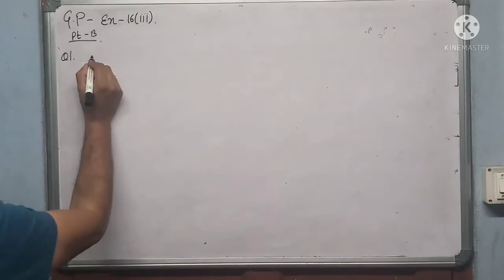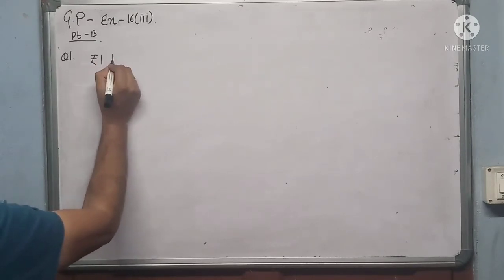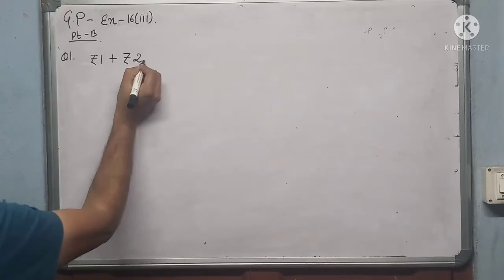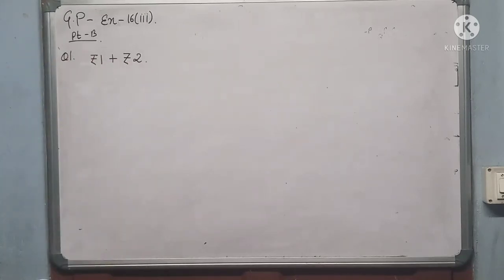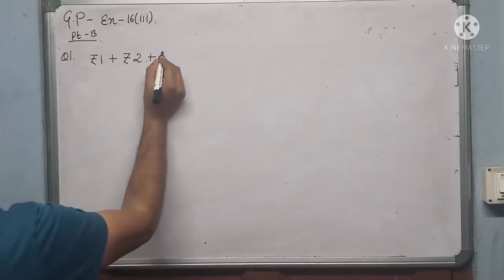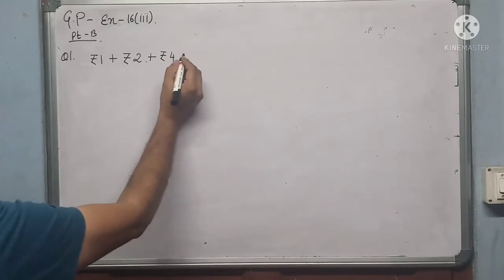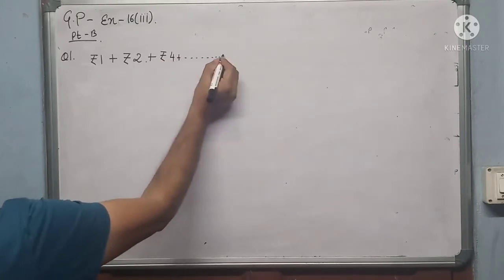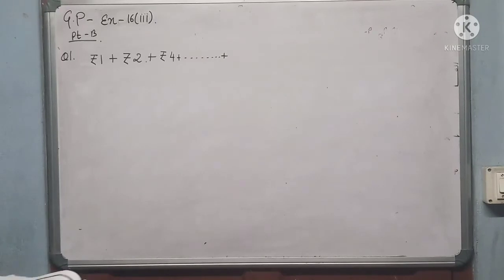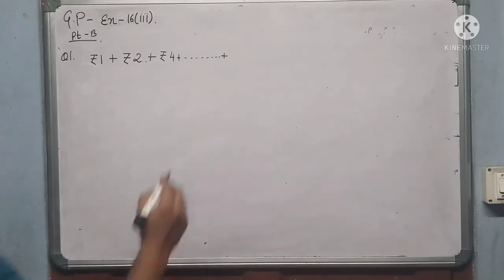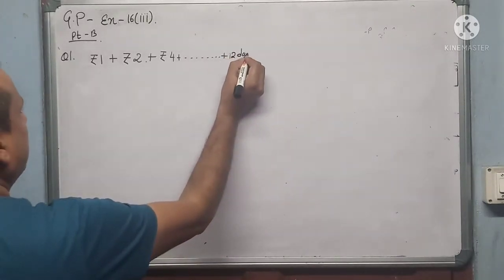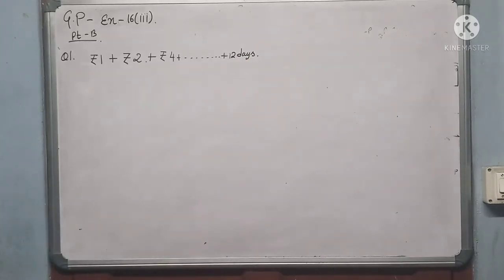If you save 1 rupee today plus 2 rupees next day plus 4 rupees and so on. First day 1 rupee, next day 2 rupees, third day 4 rupees. If you save in that way, what will be your total saving in 12 days? This is an application based question.